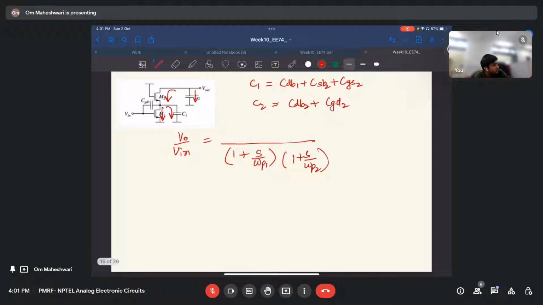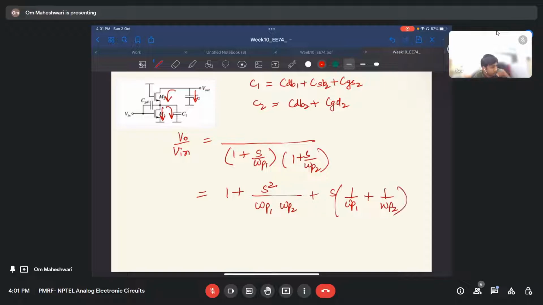So okay, if I solve it, let us take the denominator. To solve it, what I will get is 1 plus s square upon omega p1 omega p2 plus s times (1 upon omega p1 plus 1 upon omega p2), right? And if I compare it with the equation, let's say 1 plus a s square plus bs, right? So a is this term, 1 upon omega p1 omega p2, and b is this.